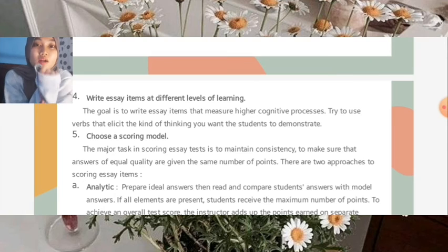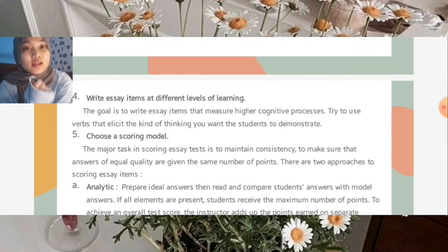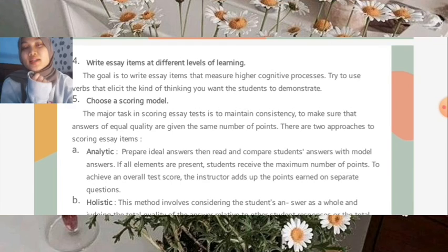The next, write essay items at different levels of learning. It means the goal is to write essay items that measure higher cognitive processes. Try to use verbs that elicit the kind of thinking you want the student to demonstrate. The fifth, choose a scoring model. The major task in scoring tests is to maintain consistency, to make sure that answers of equal quality are given the same number of points.